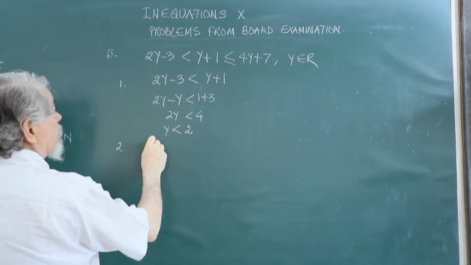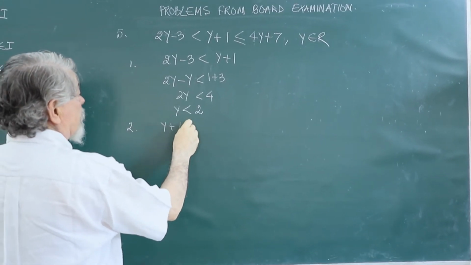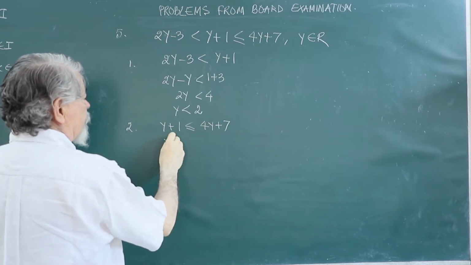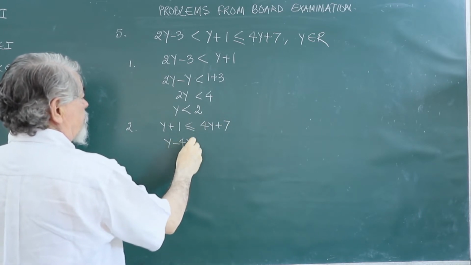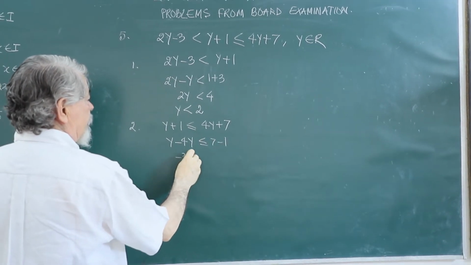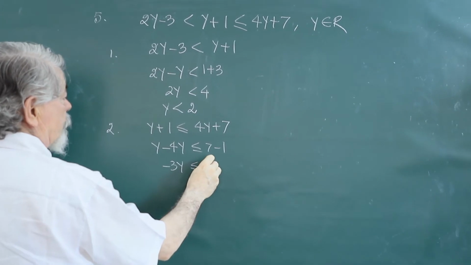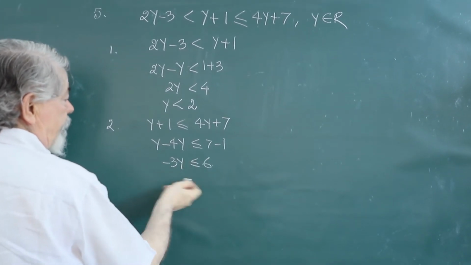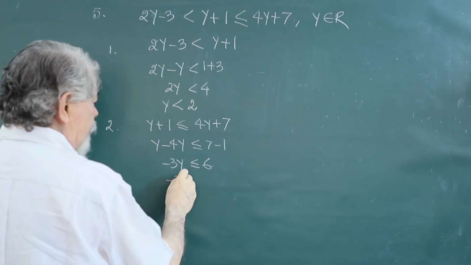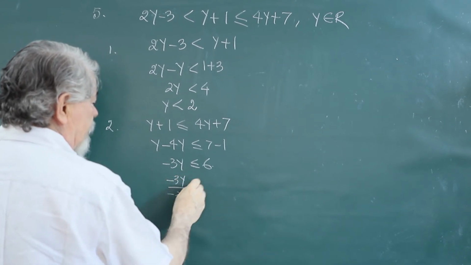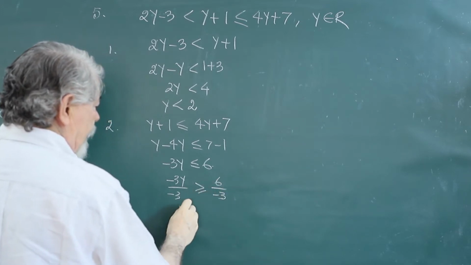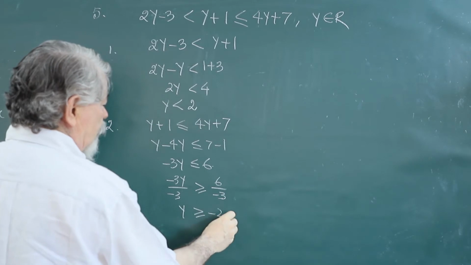Second one is y plus 1 is less than or equal to 4y plus 7. Bring the y terms to one side and 7 minus 1. This is minus 3y less than or equal to 6. When we divide by minus 3, as we told you, if you divide with a negative number, the sign of inequality reverses itself, so y will become greater than or equal to minus 2.